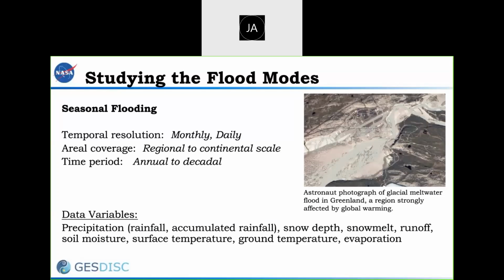So what are we going to look at for that? Obviously precipitation, rainfall, snow, the snow depth and the snow melt. Definitely runoff, how much runoff is occurring in the spring, and the soil parameters such as soil moisture, surface temperatures, ground temperatures, and evaporation. Okay, and I have a picture here taken by an astronaut of an area which is affected by global warming, Greenland, and you can see a glacial river flood, and you can see that is right next to an airport. And we've seen other airports that can be affected by floods. So floods and human infrastructure don't always get along.